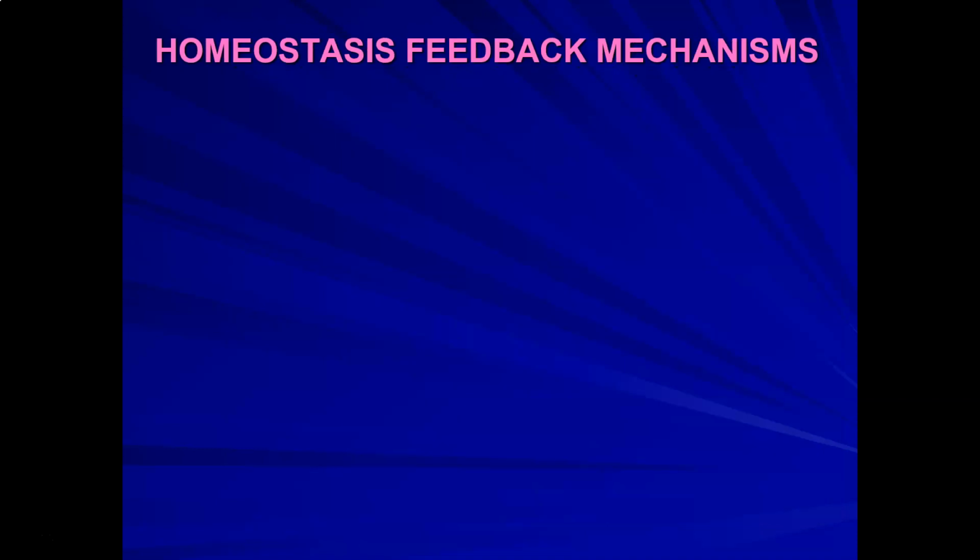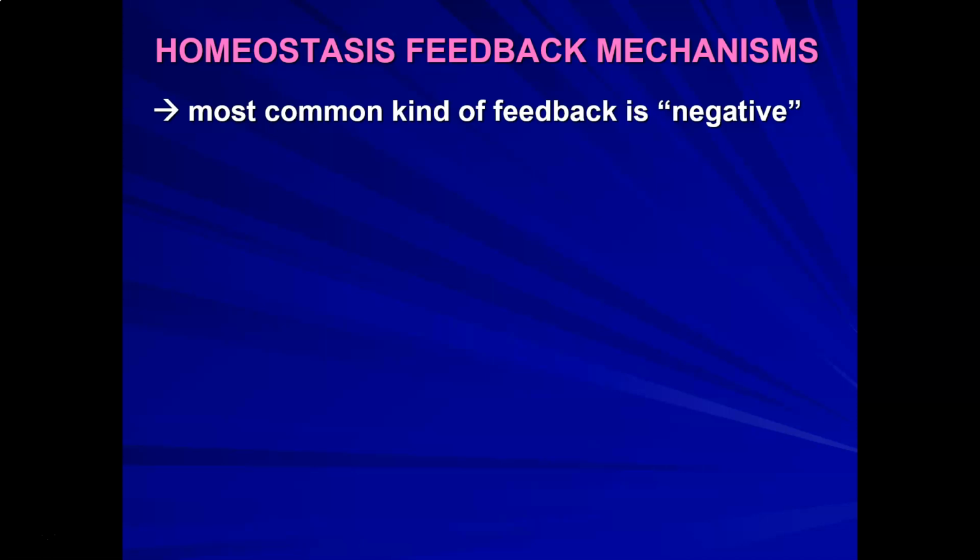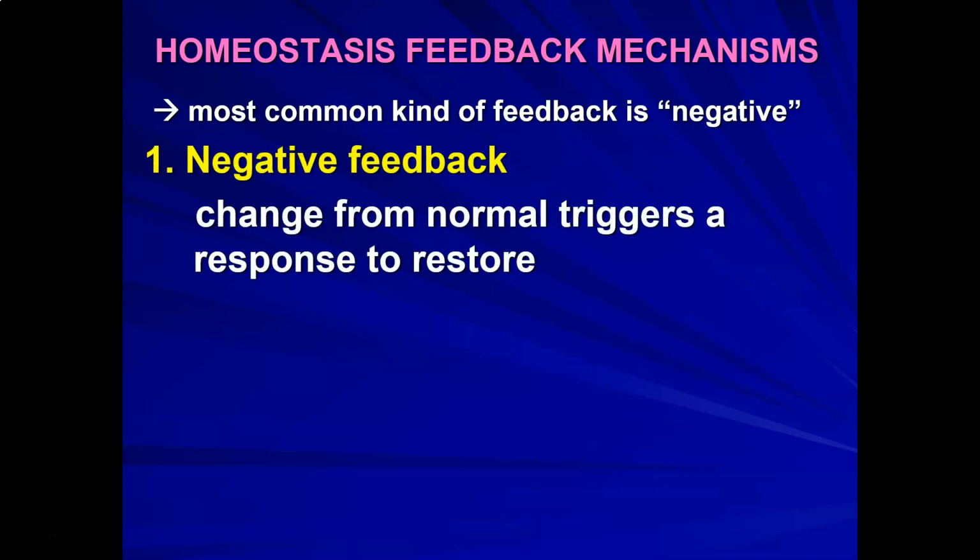How do you know it worked? Homeostasis has several what we call feedback mechanisms, ways to determine, hey, did it work? The most common kind is negative feedback. And negative feedback involves something out of whack, something out of normal, something out of range. It's going to trigger a response. With feedback, you always want to know what starts the process and what stops the process.